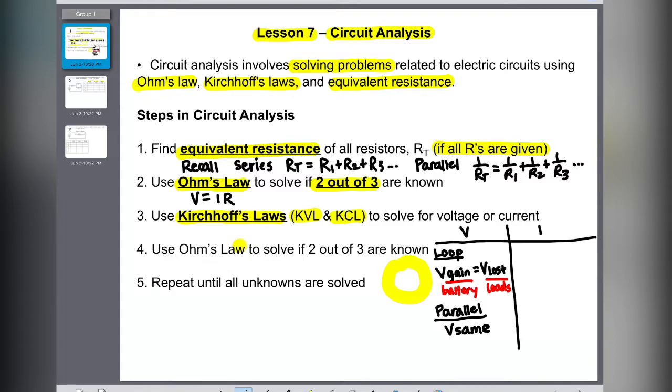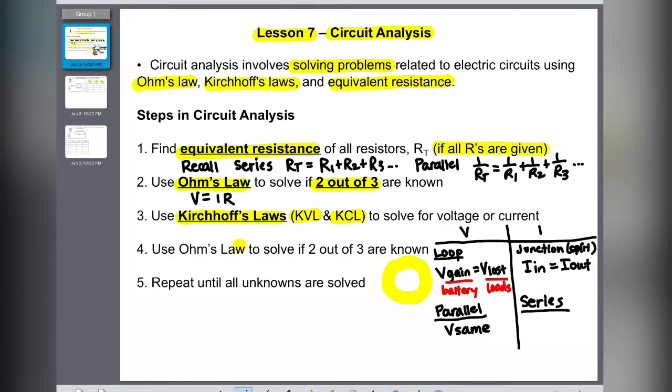Then for the current law, we're going to find this thing called the junction. A junction is basically where the current comes in and there is going to be a split. The current coming in, I in, is going to equal the I out. And the other thing that I look for in current is things that are in series.